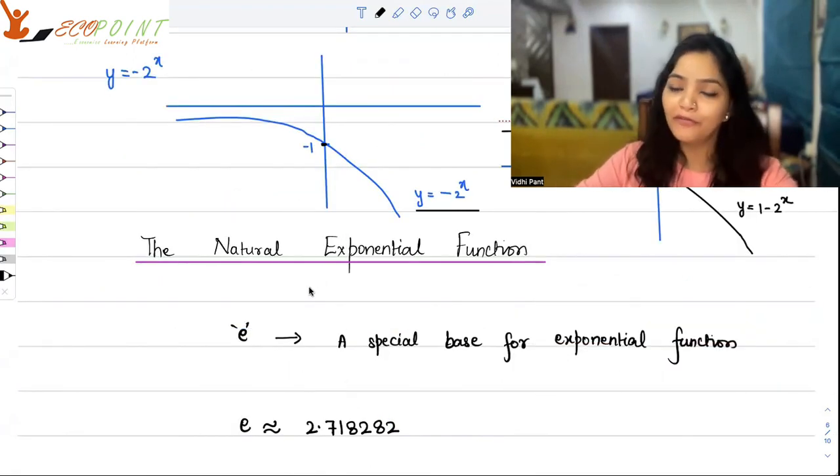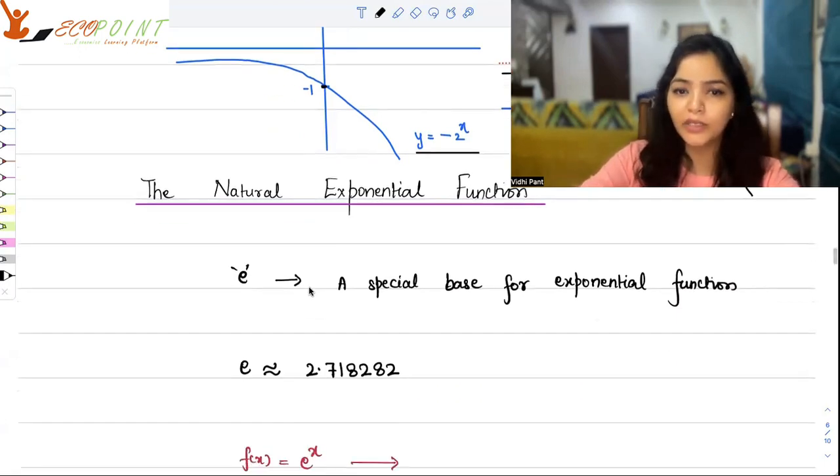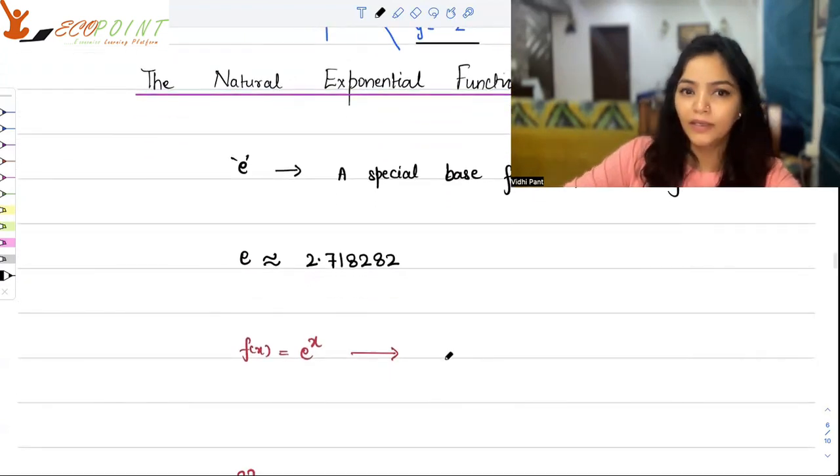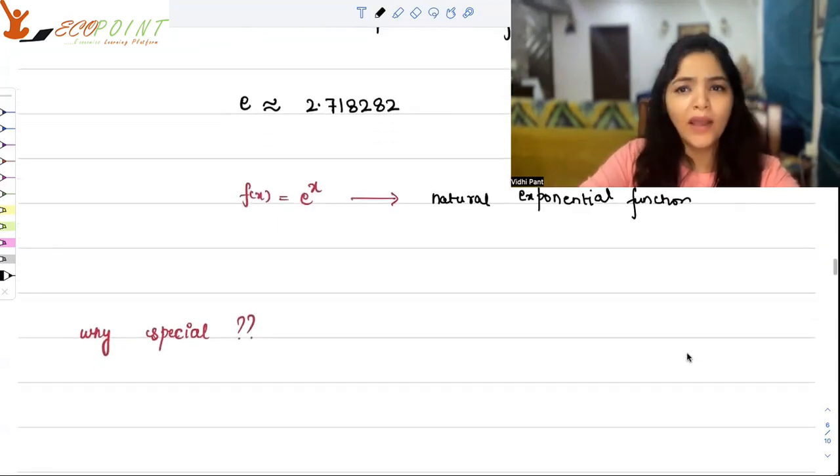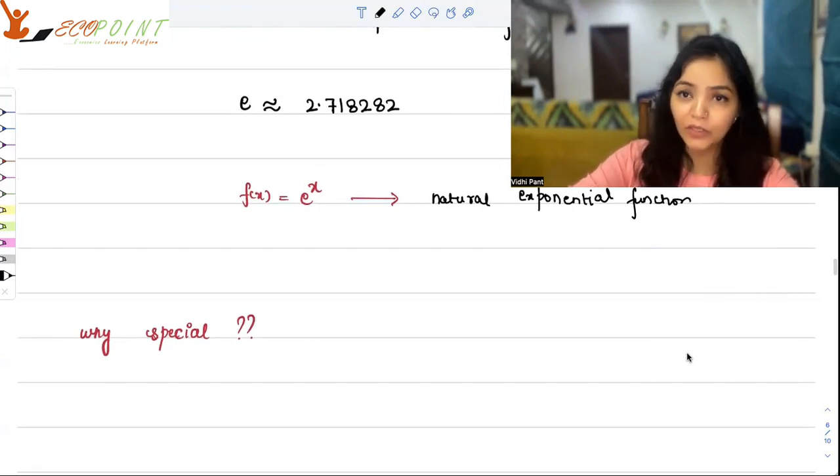Now I'm going to talk about a very special base for exponential functions, which is called e. It's a special base. It has a fixed value, approximately 2.71828. Again, it's an irrational number, which will keep on going in decimals. e to the power x is called the natural exponential function. Like you have natural log, natural exponential. Why did I call it special? There's a reason behind it.